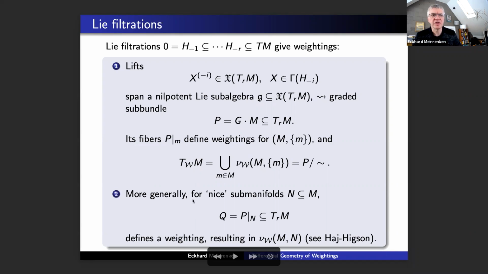So that's one set of weightings you can obtain, but there are other weightings that appear in this context. You can also look at nicely situated submanifolds of M. So they have to somehow have clean intersection with the Lie filtration in some sense. So if it's a nice submanifold, then that submanifold inherits a weighting, and then again you get a weighted normal bundle. And so this is basically what got me started on the subject, trying to understand this kind of non-linear normal bundle that appeared in the work of Hodge and Hickson, and try to understand it differential geometrically.